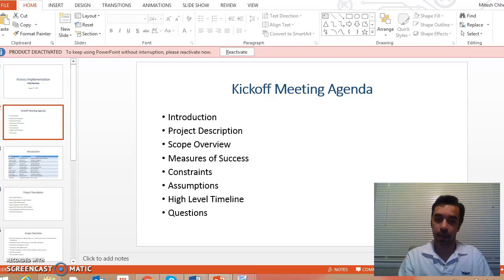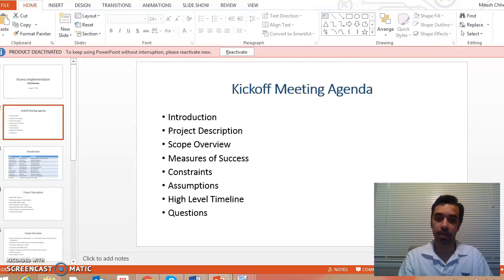Later on we're going to go over the measures of success. How would we measure that the project is going to be successful? What are the milestones that need to be achieved, and that would make sure that we are on track?